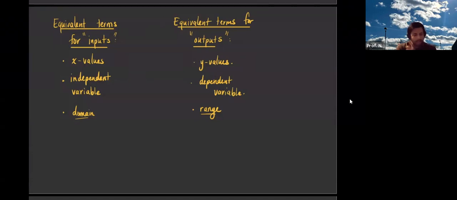So in this last part, we've talked about the equivalent terms for inputs, which are x values, independent variable, and this term domain, which we're going to be considering a lot more now. And we have the equivalent terms for outputs, which are y values, dependent variables, and the range. So these are the ones that are paired. So I can maybe make a pairing. Domain and range are usually utilized in tandem. The dependent variable and independent variable are another pair. And of course, the x and y values are a pair.